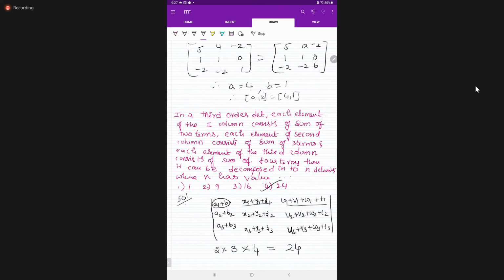Sum of 2 terms, here, property number 4 or 5? 5, I think so. Sum of 2 terms can be written as 2 determinants, sum of 3 terms as 3 determinants, sum of 4 terms as 4 determinants. Like that you can write it. Here, given only a 3 by 3 determinant, that's why I'm writing 2 into 3 into 4, which is equal to 24.